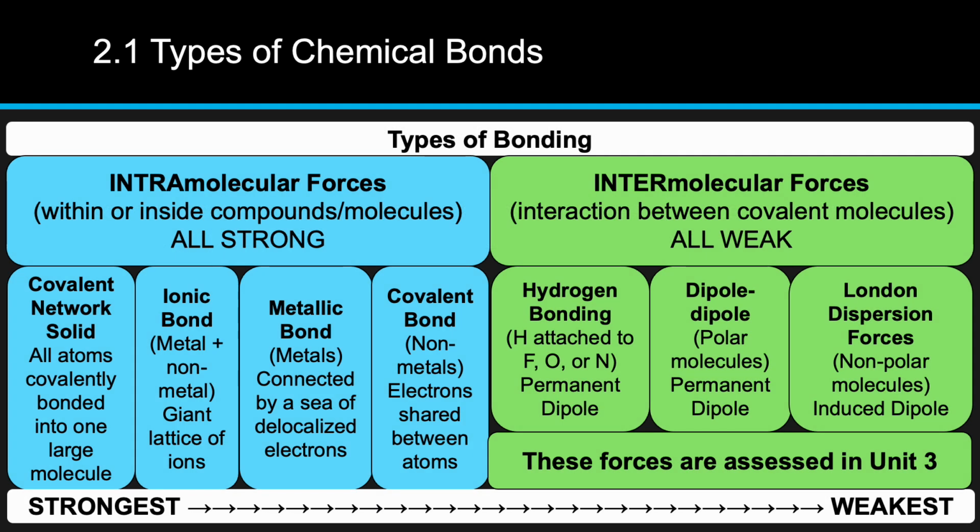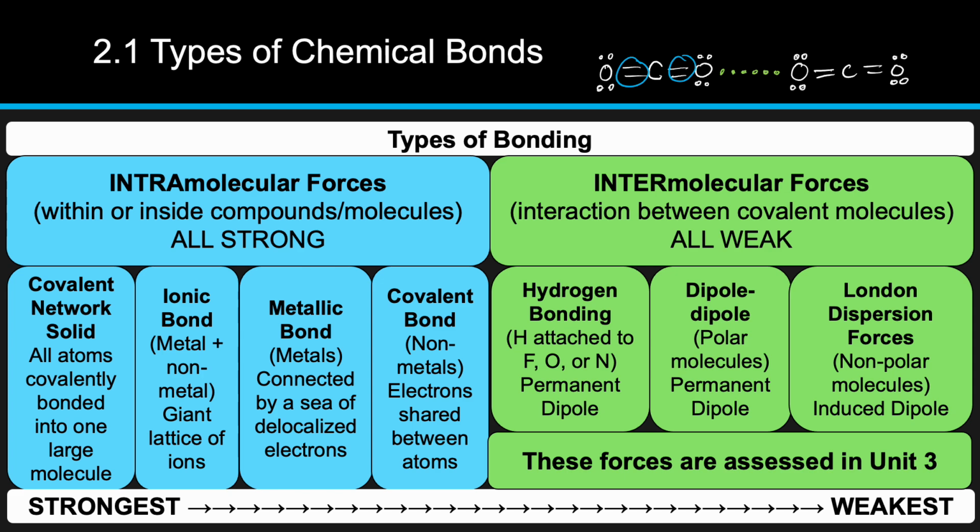When we talk about types of bonding, there are two umbrella terms that are really important to know. The first is intramolecular forces. That is forces that are occurring between atoms within a compound or molecule. And then we have intermolecular forces, which is happening between those molecules. So for example, if we had a sample of carbon dioxide, the intramolecular forces are the double covalent bonds that exist between the carbon and the oxygen atoms. The intermolecular force is the force of attraction between one carbon dioxide molecule and another.